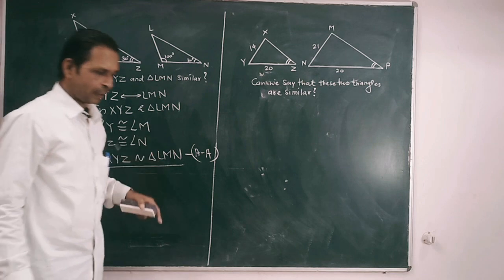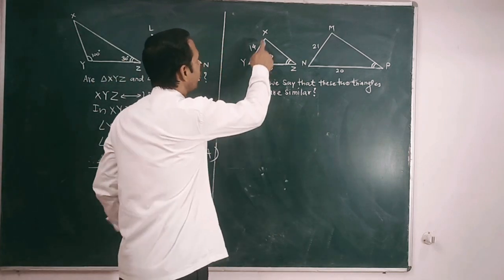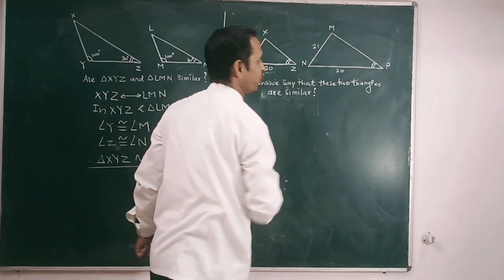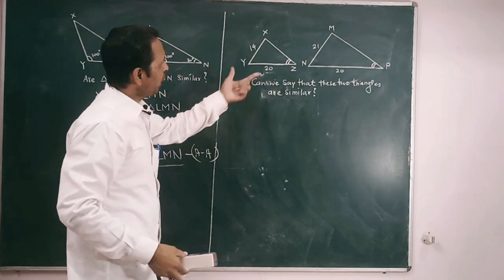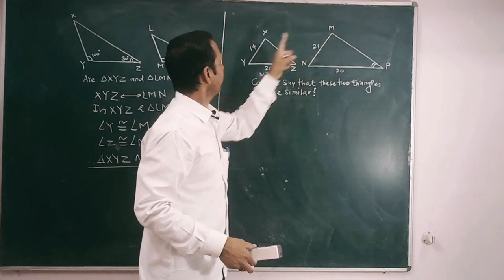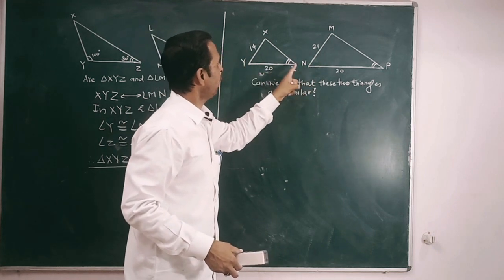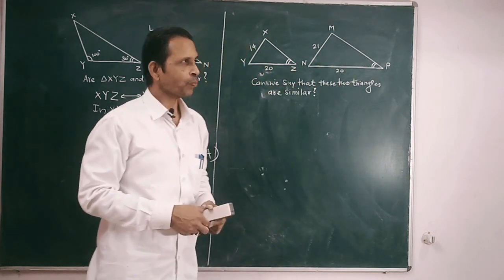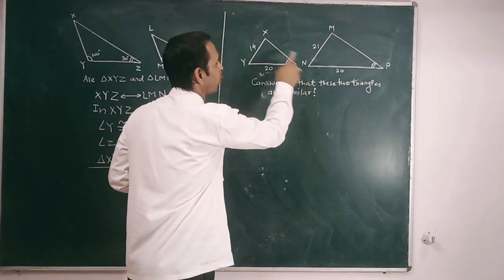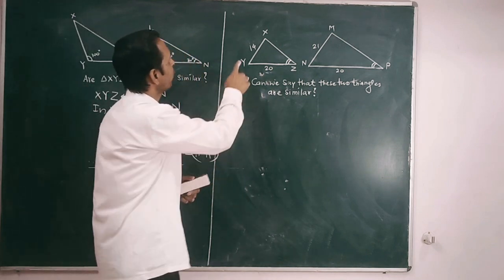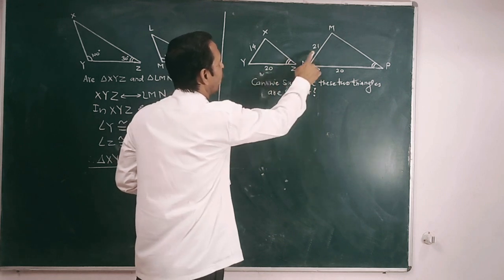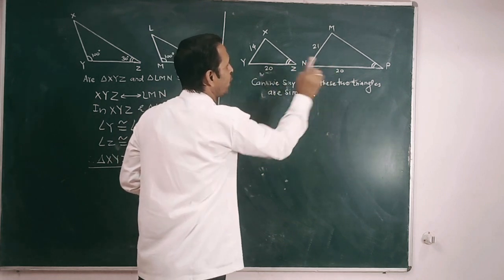Now look at the second figure. Here the two triangles are again given, XYZ and MNP. Now if you make the one-to-one correspondence between the vertices, X corresponds to M, Y corresponds to N and Z corresponds to P. Here the lengths of two corresponding sides are given. See here, XY is 14, YZ is 20, MN is 21 and NP is 30.